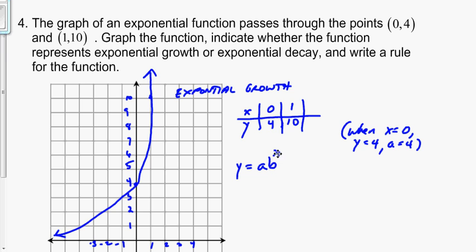Again, b to the 0 power would be 1, and the y value is 4, so a must be 4 because 4 times 1 is 4. To find the b value, when x increases by 1, we have to figure out what y does. And specifically, we have to figure out what the y's are multiplied by.